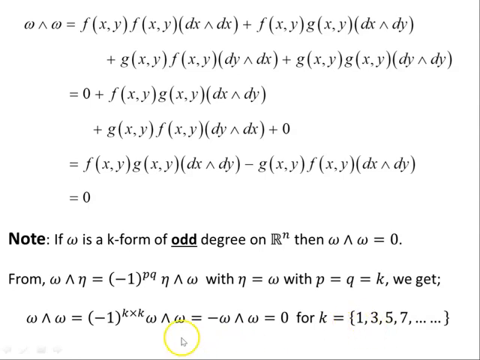odd. So for all these odd ones, this will be minus. Okay, if you put 1 in here, 1 times 1 is 1, minus 1 to the power of 1 is negative 1. And the only way omega wedge omega equals minus omega wedge omega is if it equals 0, if the wedge product is 0. And that happens for the odd numbers, where k is odd.